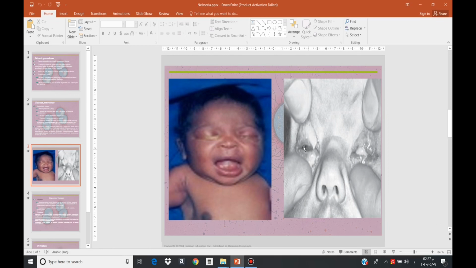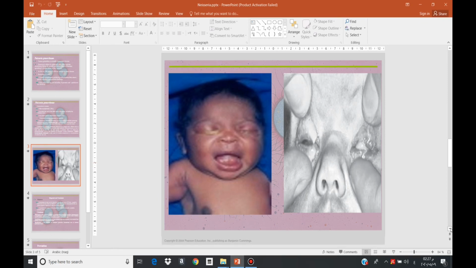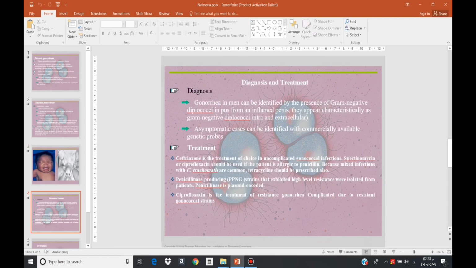هذه الصورة تبين لنا ال discharge from the eye دائما قلنا يكون pus forming, purulent discharge, yellow purulent discharge اللي هو ال characteristic feature of the discharge in the neonate with ophthalmia neonatorum. The diagnosis, the same diagnosis the same with the Neisseria meningitidis.